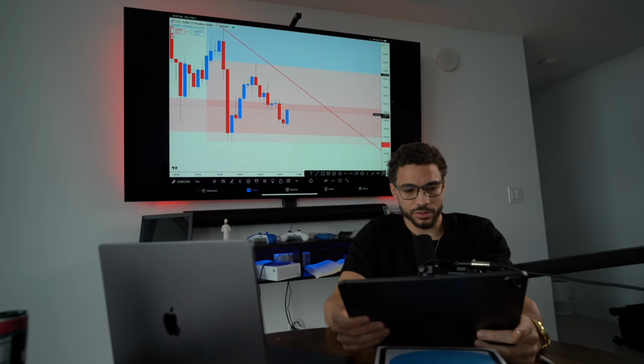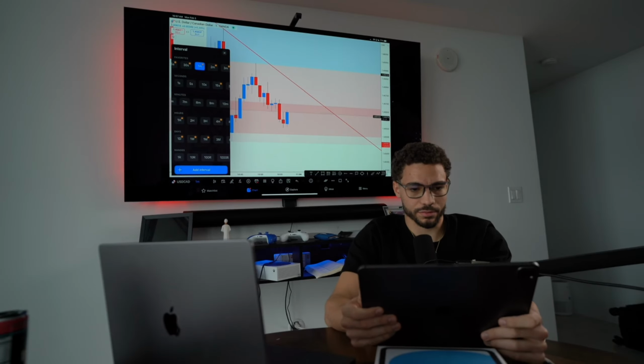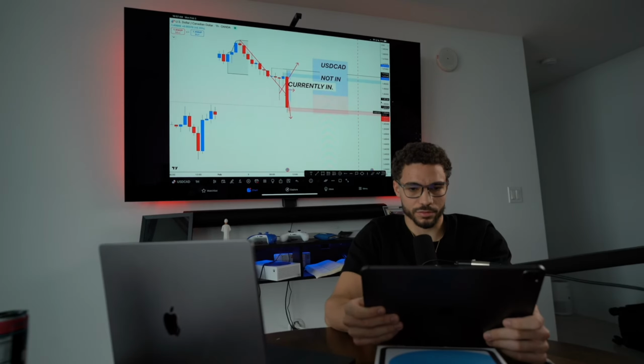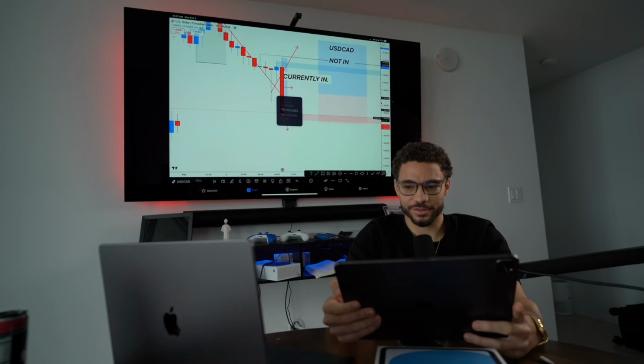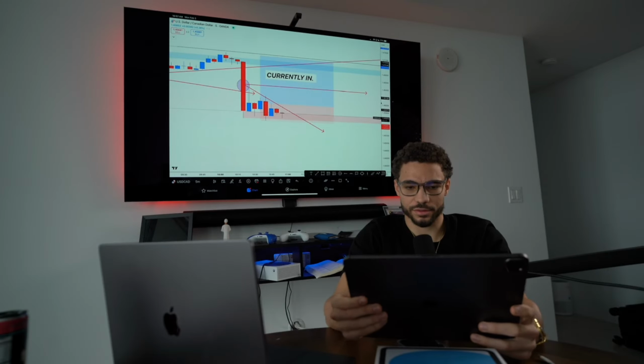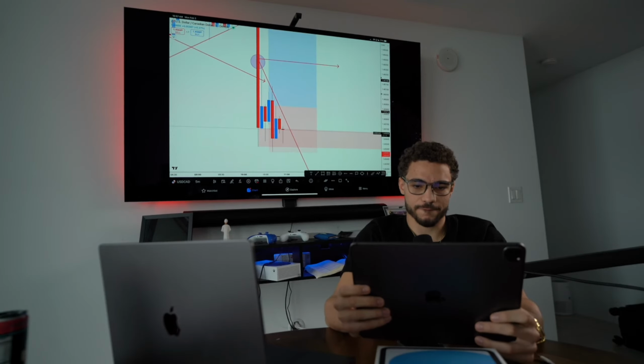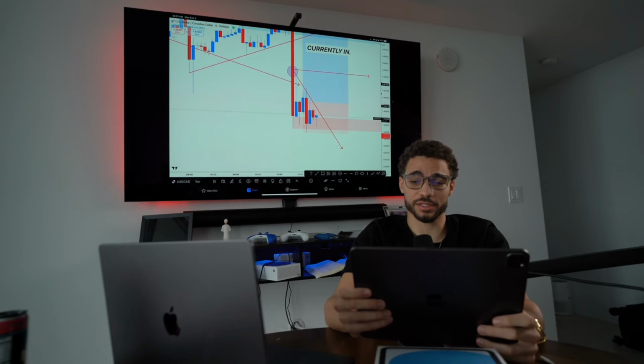This hour candle is about to close. Super, super bearish. I would like to see this 5 minute flip. That would be nice.